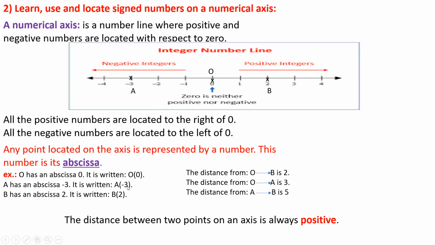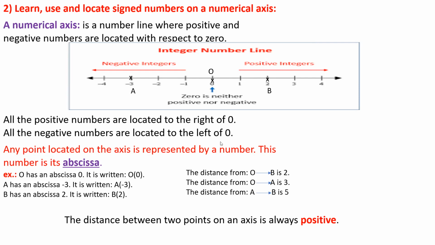This is how we write the abscissa. We do not write A equal minus 3, we write minus 3 between parentheses. What's the abscissa of O? The origin of the axis, which is the 0. So the abscissa of O is 0. For example, what's the abscissa of B, or where is B located? It's located on the positive side, so the abscissa of B is 2.